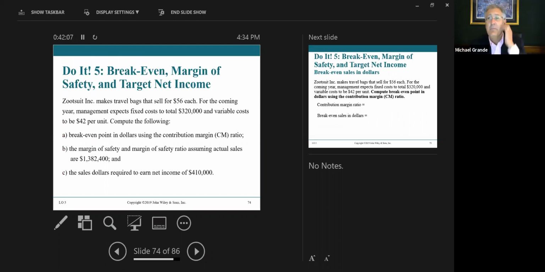Here's another example of break-even, margin of safety, and target profit. Zoot Suit makes travel bags that sell for $56 each. For the coming year, management expects fixed cost to total $320,000 and variable cost to be $42 per unit. Compute the following: break-even point in dollars using the contribution margin ratio, and margin of safety in sales dollars.